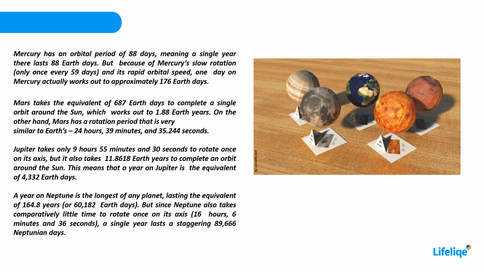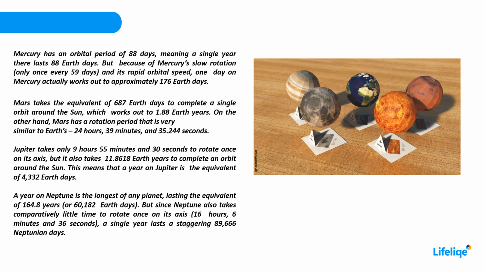Mars takes the equivalent of 687 Earth days to complete a single orbit around the Sun, which works out to 1.88 Earth years. On the other hand, Mars has a rotation period that is very similar to Earth's: 24 hours, 39 minutes, and 35.244 seconds.